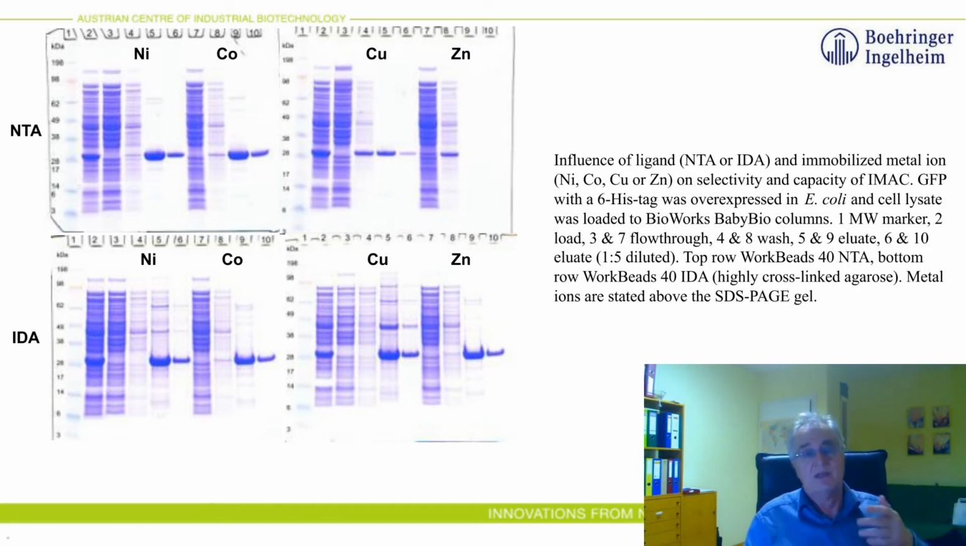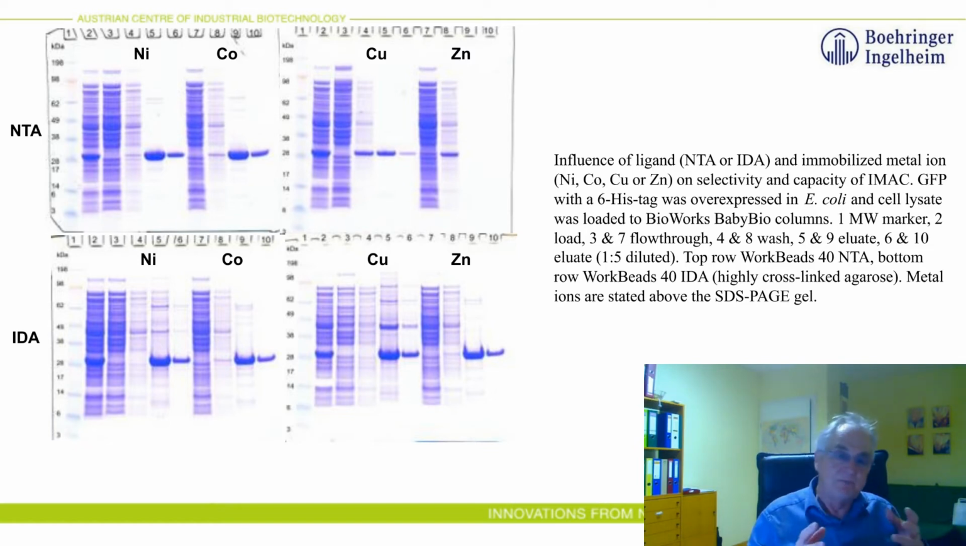Yeah, so because the His-tag itself binds to chelated nickel, copper, cobalt, or zinc, and we can chelate this nickel, cobalt, copper, or zinc with what is called nitrilotriacetic acid, or with IDA, iminodiacetic acid.